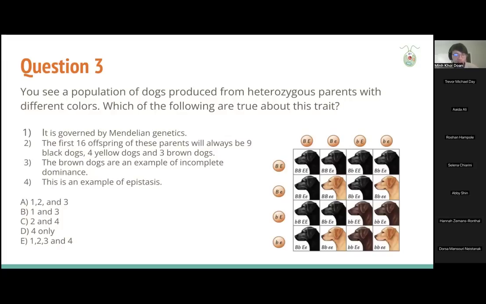So the first statement is that it is governed by Mendelian genetics. This is false. This is because under Mendelian genetics, you would not expect to see this distribution of traits. And also under Mendelian genetics, you would expect that each trait is only governed by one set of alleles. And in this, you can see that there are three distinct dog colors, which you would not expect. Statement number 2, the first 16 offspring of these parents will always be 9 black dogs, 4 yellow dogs, and 3 brown dogs.